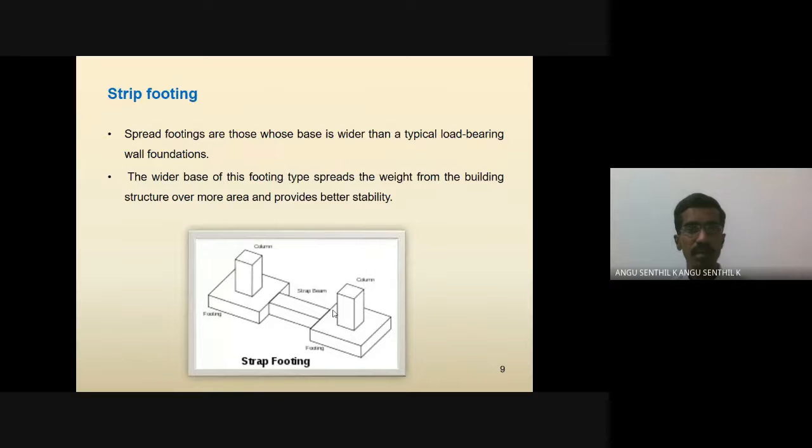Next, strip footing. It has more base area, so it will ensure better stability, and the load carrying capacity will be quite good due to the wider base area. Sometimes it may be connected with this kind of strap beam.